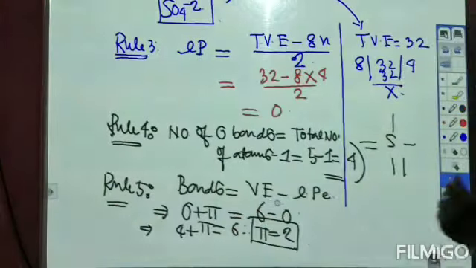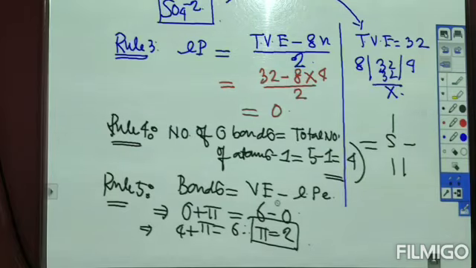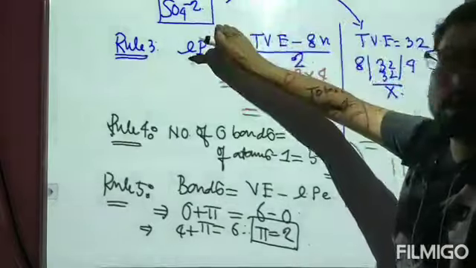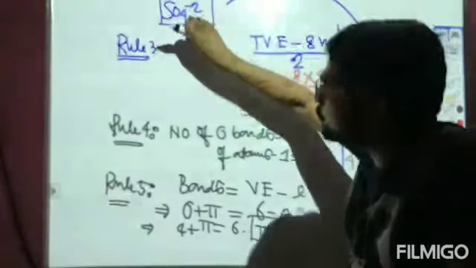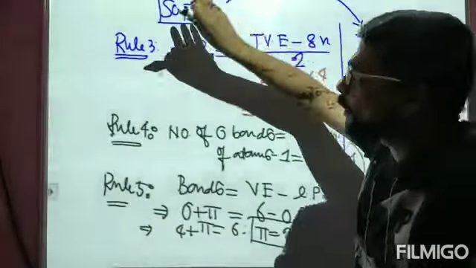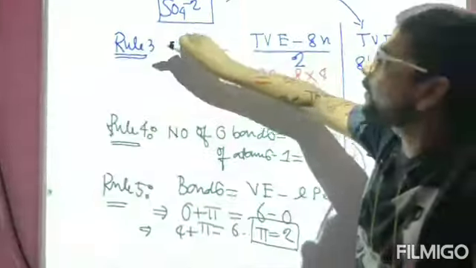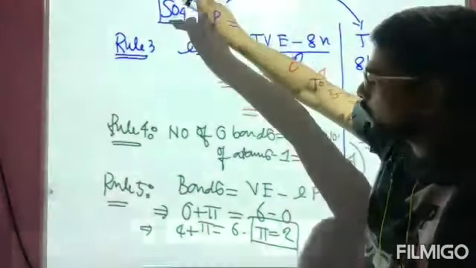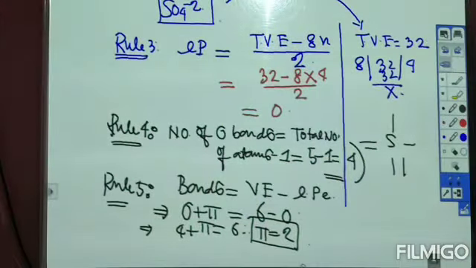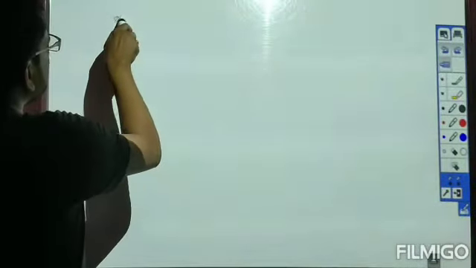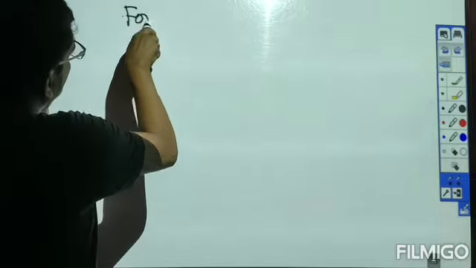This is rule number 5. So what we did, we basically counted how many sigma bonds there are, how many pi bonds there are, and how many lone pairs of electron there are on the central atom. These we have calculated. Next, we need to now calculate formal charge.